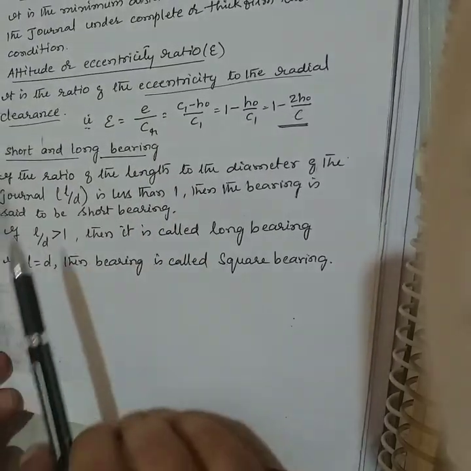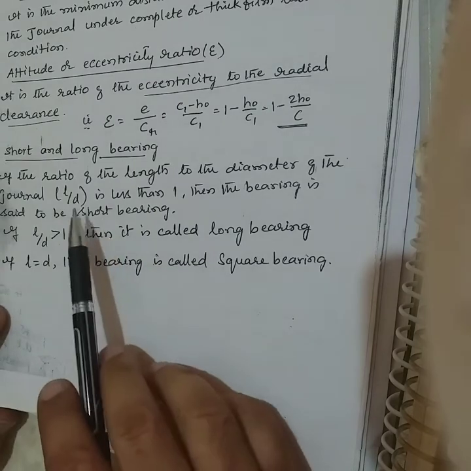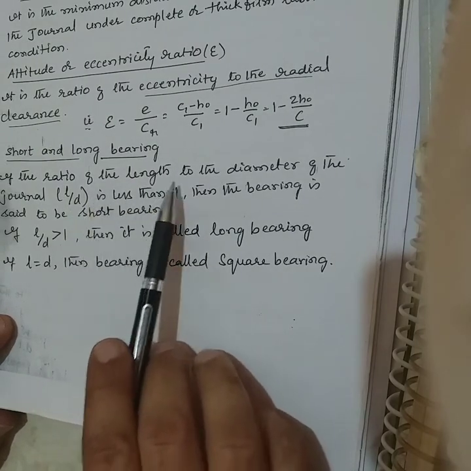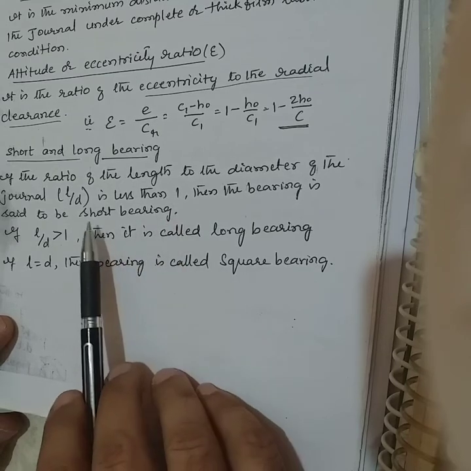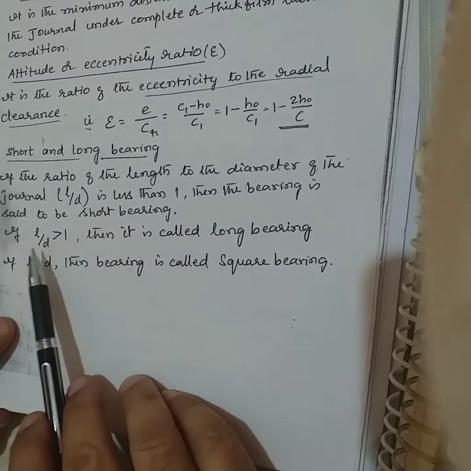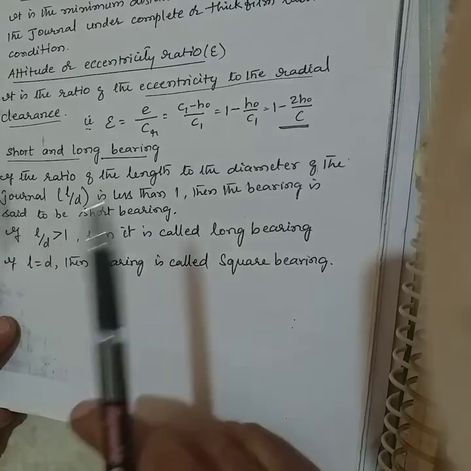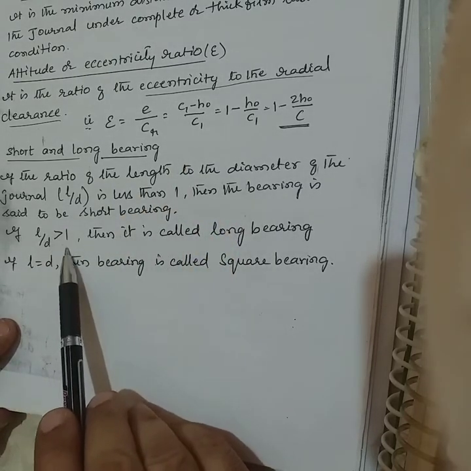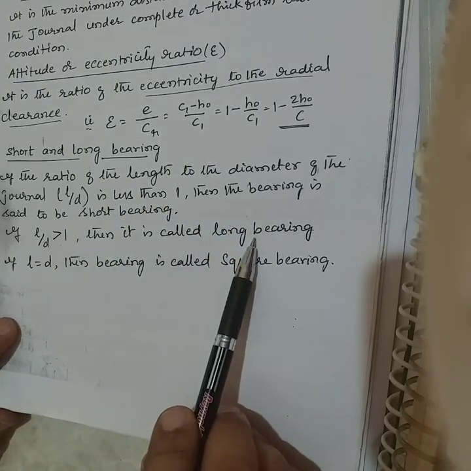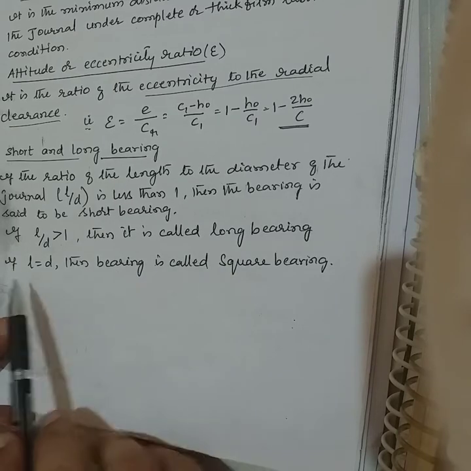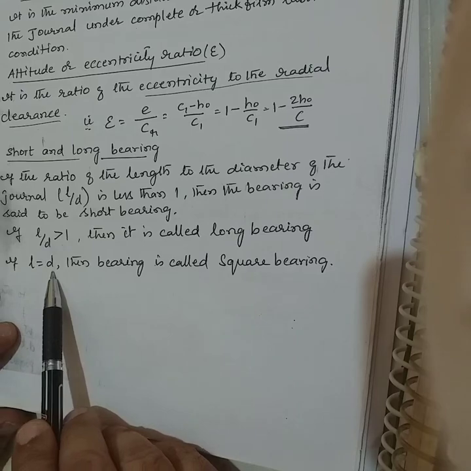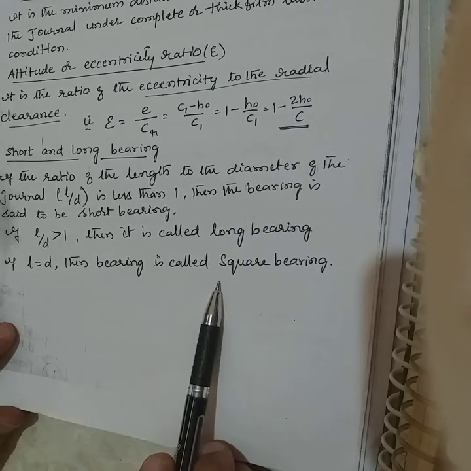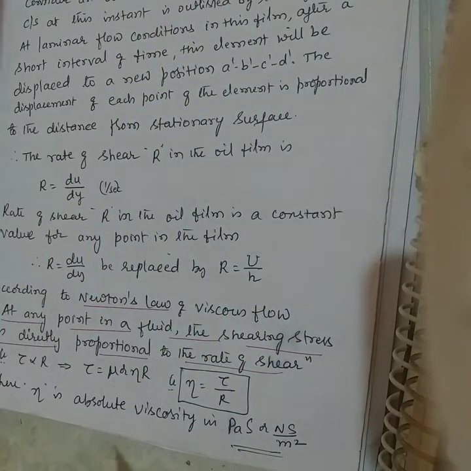Then let's look at what are short and long bearings. The L by D ratio is essentially the ratio of the length to the diameter of the journal. If it is less than 1, then we call it a short bearing. If the L by D ratio is greater than 1, then we call it a long bearing. If it is equal to 1, that is, the length of the journal is equal to the diameter of the journal, which is the normal case, then such a bearing is called a square bearing.